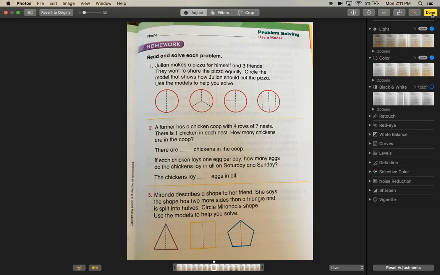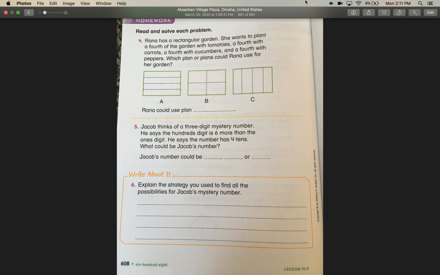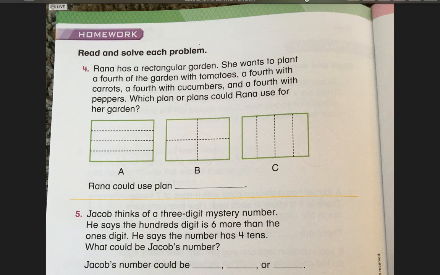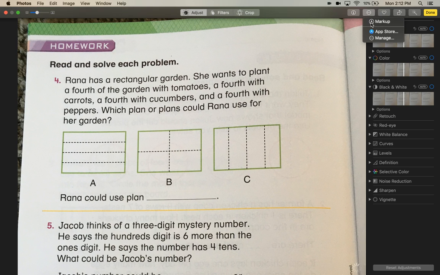Now let's go on to the back side. Okay, so we already got done with the front. We'll move on to the back. So let's go ahead and start, edit, markup.